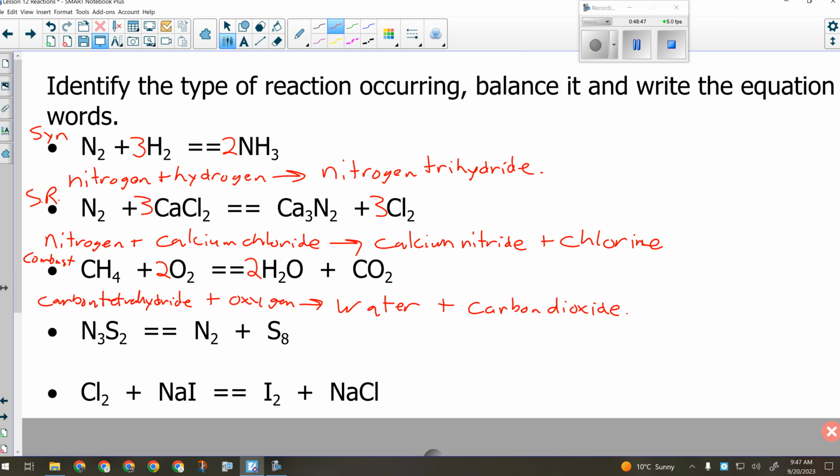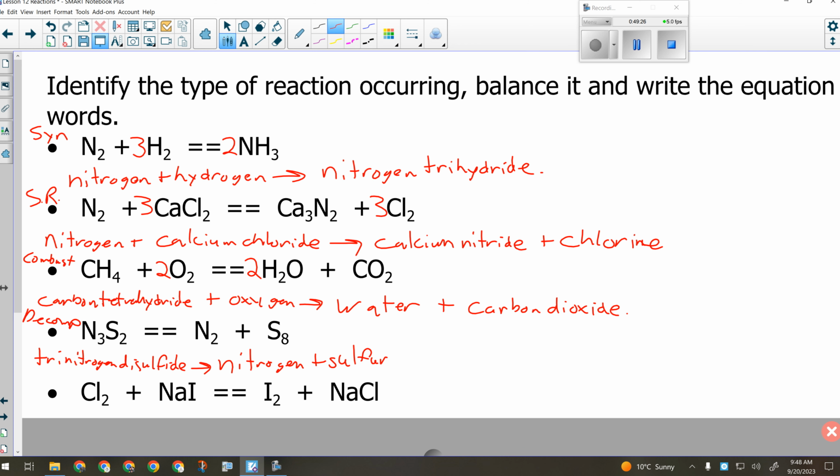How many people are done the next one? Okay, what kind of reaction is it? Decomposition. Yep. Okay, if we're writing it out in words, this would be trinitrogen disulfide. Sorry, looking at the sulfur. It gives us some nitrogen and sulfur, right? Because sulfur comes as an 8 when it is by itself.